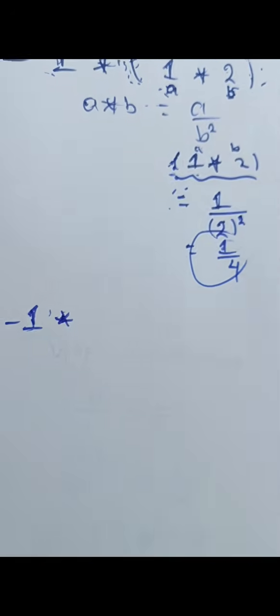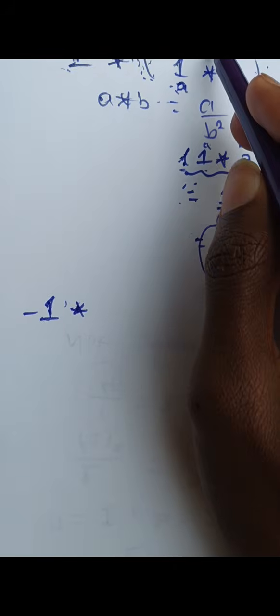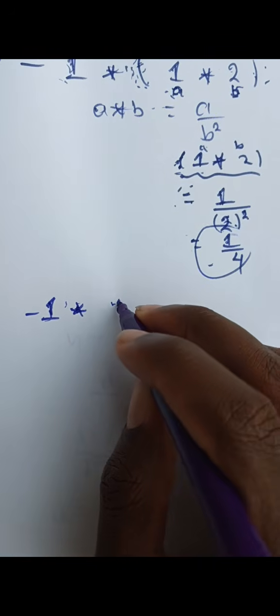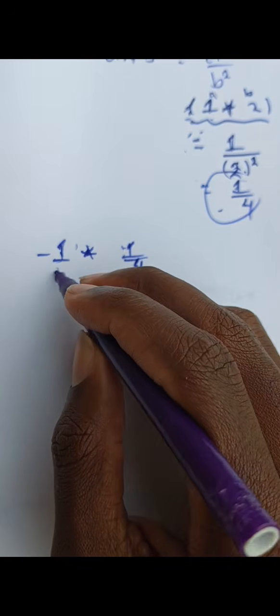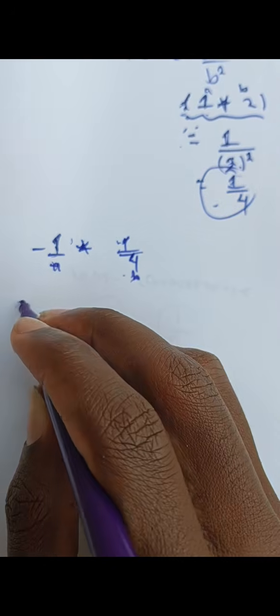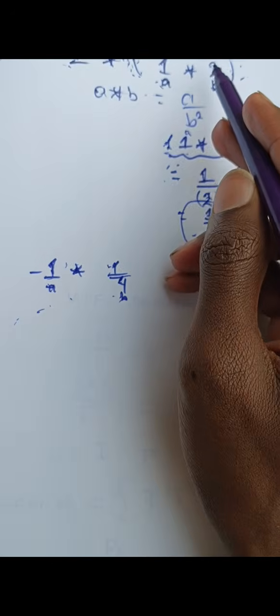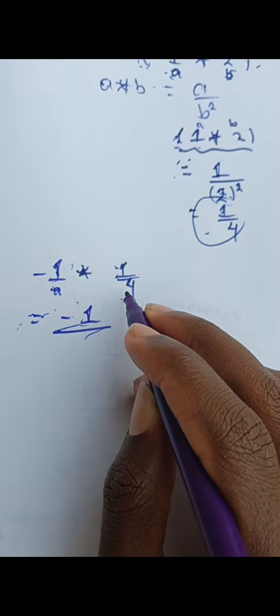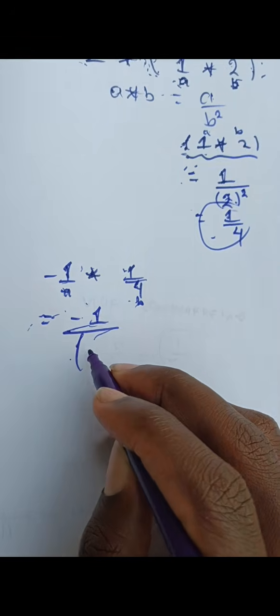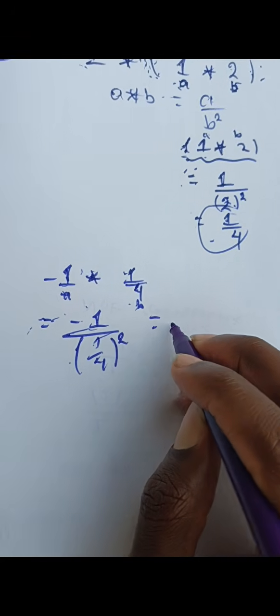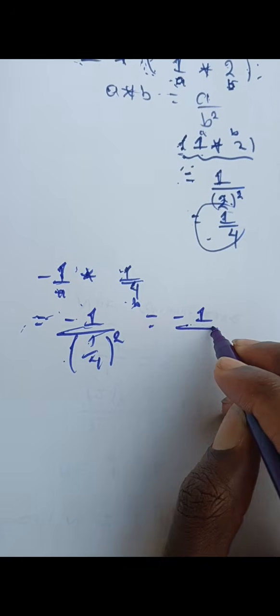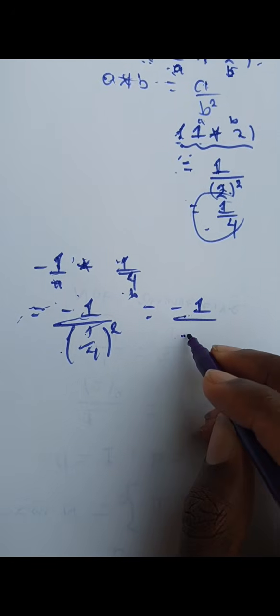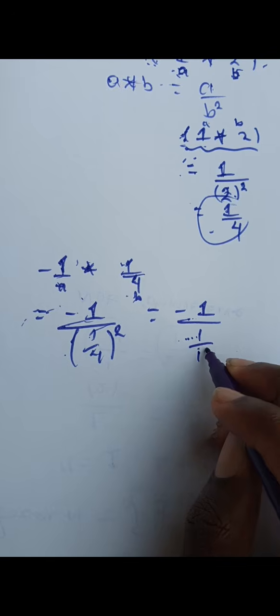So we have one binary. Remember that I'm substituting this with what I've just found, which is 1/4. So now this has become my A, this has become my B, right? Using the formula, where there's A, I'll put -1. Then where there's B, I'll put 1/4 and its power 2. So this is now -1 over 1/16, right?